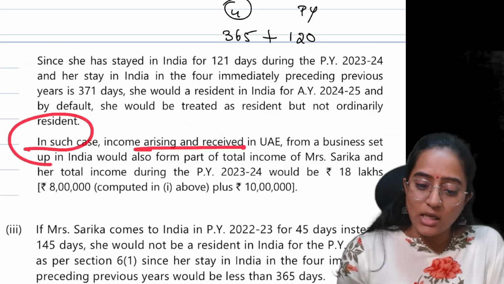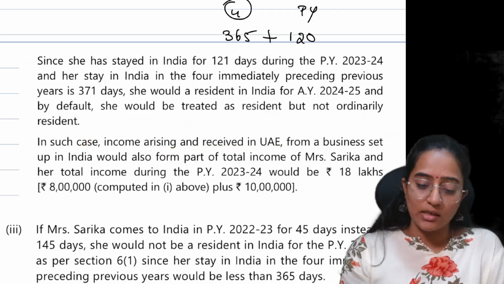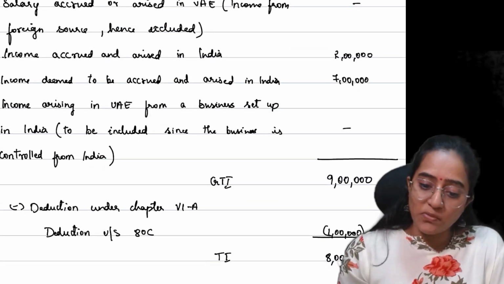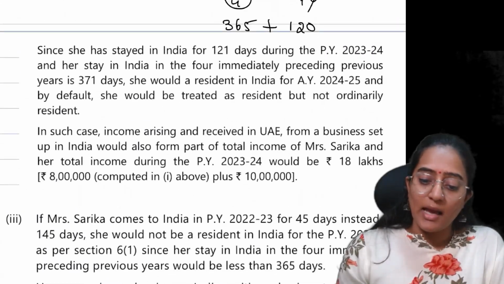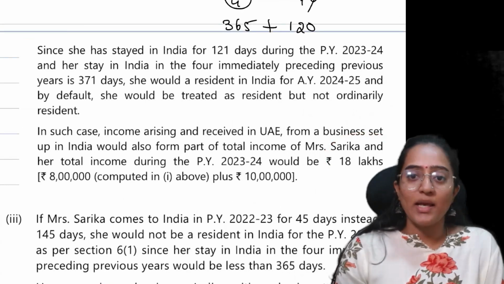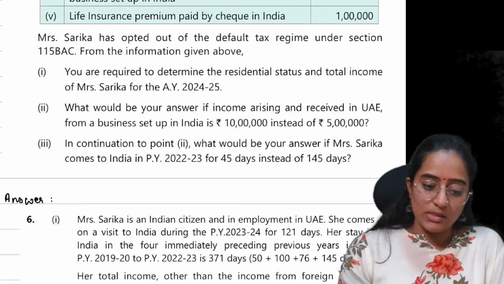And in such a case, income arising and received in UAE from this business set up, whatever she has done, would have been included. Why? Because this amount which has been excluded from the total income would have been included and the total income would have been 18 lakh. She would be liable to pay tax on 18 lakh. Clear?